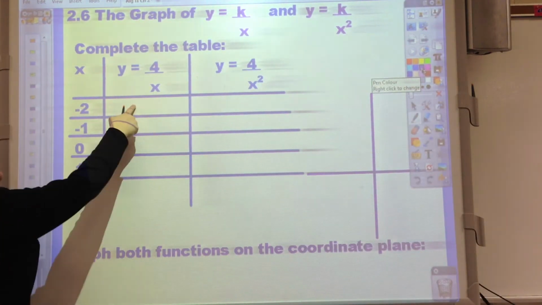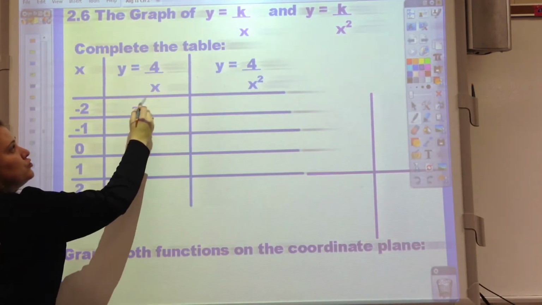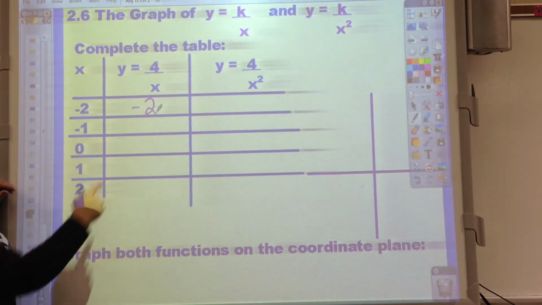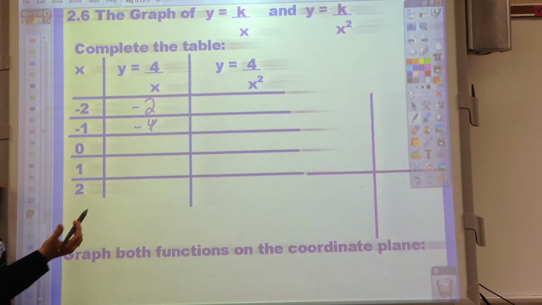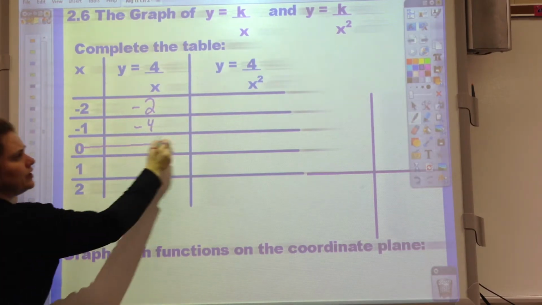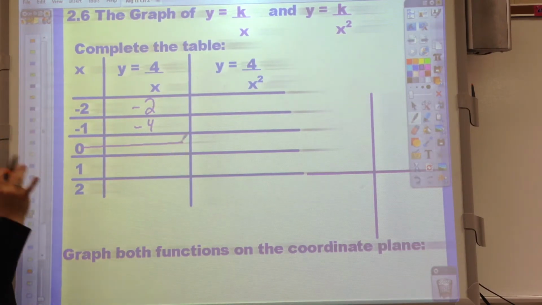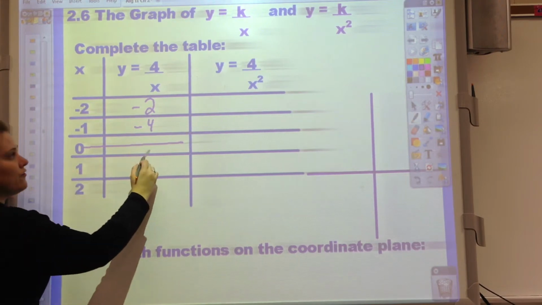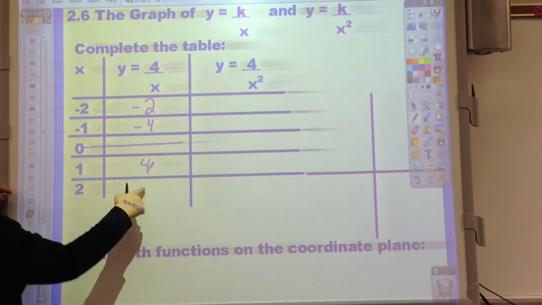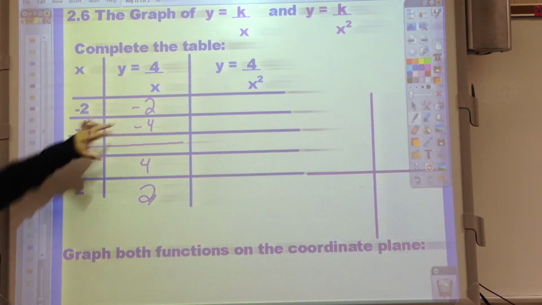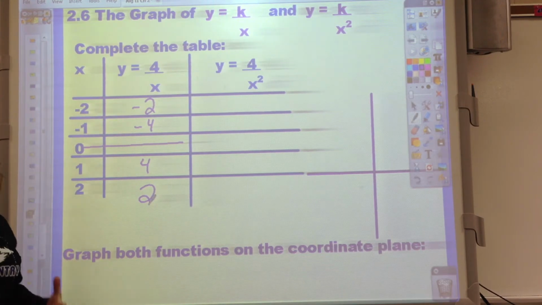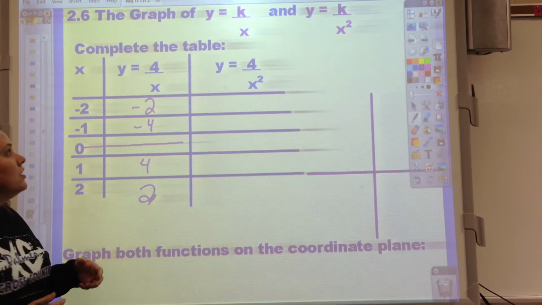Here, when x is negative 2, 4 divided by negative 2 is negative 2. When x is negative 1, I get negative 4. When x is 0, that can't happen, right? Not possible. So when x is 1, I get 4. And when x is 2, I get a positive 2. Notice how the numbers are similar, but not exactly the same, reflections that we saw last time.